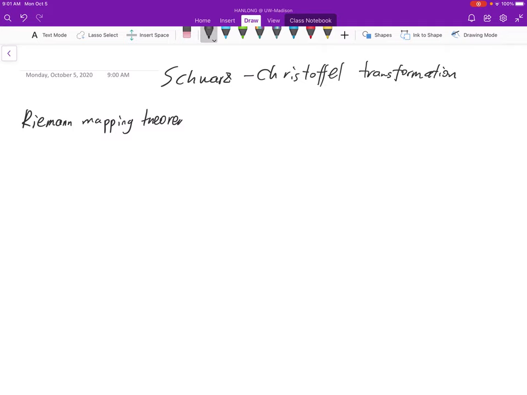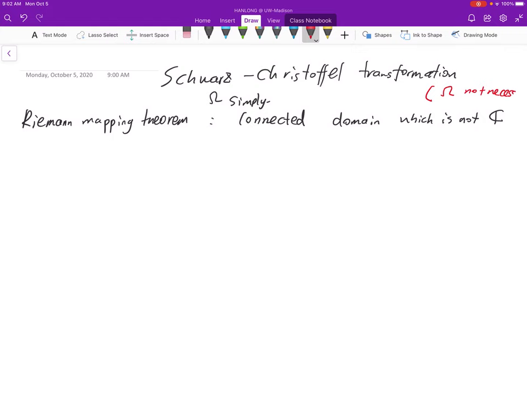Which says that if you have a connected, simply connected domain which is not C, so let's call this omega, and a remark here: omega does not necessarily have a good boundary. The boundary can be very, very bad, even non-Lipschitz, or there's no meaning for the length of the boundary. Even so, we have the following conclusion.